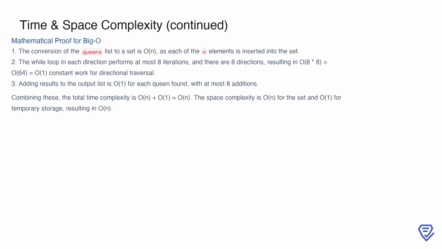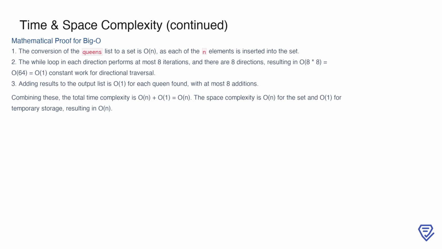To mathematically prove the time complexity, we start with the conversion of the queens list to a set, which takes O(n) time since each of the n elements is inserted into the set. Next, the while loop simulates directional traversal. Each direction involves at most 8 iterations, and there are 8 directions, leading to O(8 by 8), which equals O(64), which equals O(1) work for directional checks. Finally, appending each queen found to the result list takes O(1) per addition, with at most 8 additions.